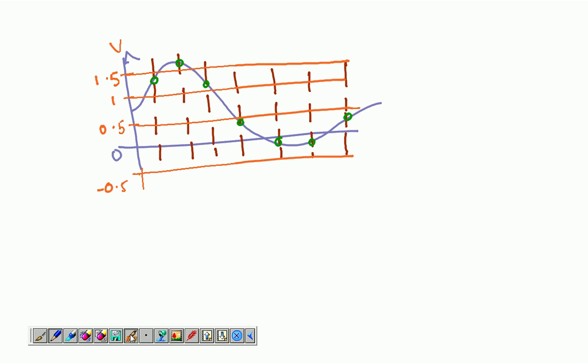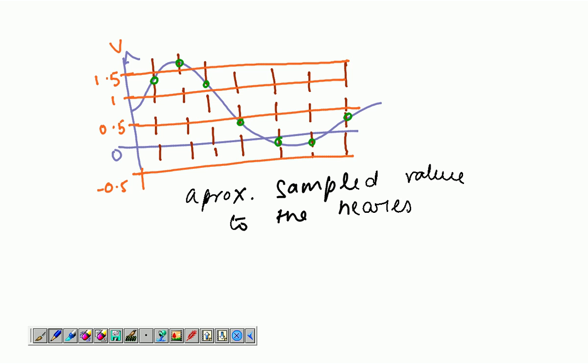The next thing that you need to do is approximate the sampled values to the nearest quantization level. Okay, just write this down: approximate the sampled value to the nearest quantization level, right? So let's see how we do this. This is the first sample value, and the nearest quantization level is 1.5, right? This is the second sampled value, and the nearest quantization level is again 1.5. For the third one, it's 1, and so on and so forth.